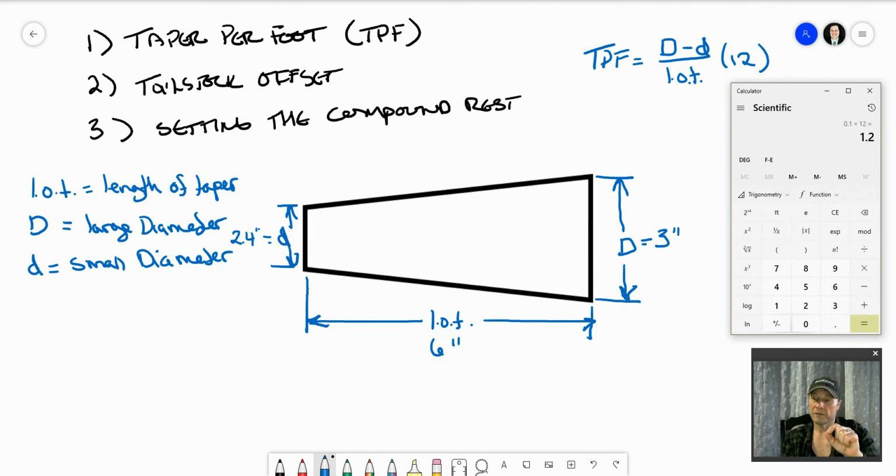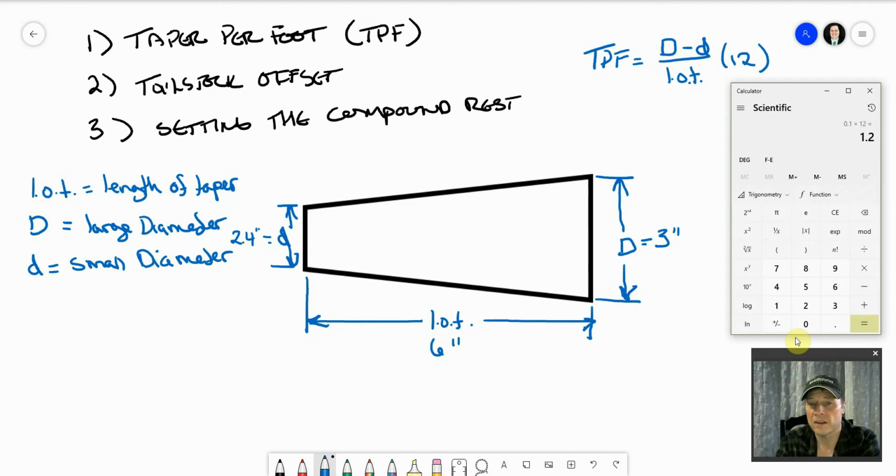So if we were solving taper per inch, we just wouldn't multiply this by 12, right? That would tell us how much that part changes in size every inch, not over 12 inches. So what we just learned is that the taper per foot, or how much this part changes in diameter over 12 inches, is 1.2 inches.